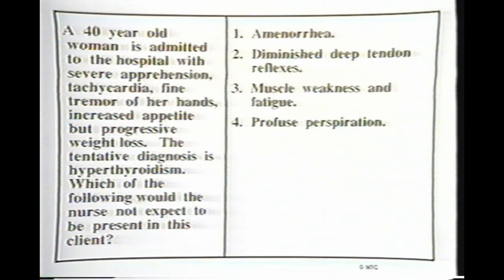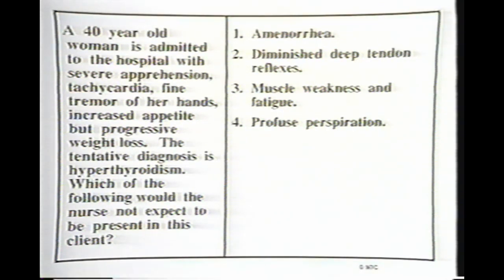Now, we're going to pull the question apart just like we've been doing on all of them. Now, she has severe apprehension, tachycardia, fine tremor, progressive weight loss, hyperthyroidism. Those are characteristic symptoms of hyperthyroidism. And the stem of the question here is a little bit crazy. Not expect. So in this woman, we would expect amenorrhea. That's not the answer. What about the deep tendon reflexes? Choice number 2. We would expect in hyperthyroidism that there would be exaggerated deep tendon reflexes, and this answer says diminished. So this might be the answer, but we're going to check them all.